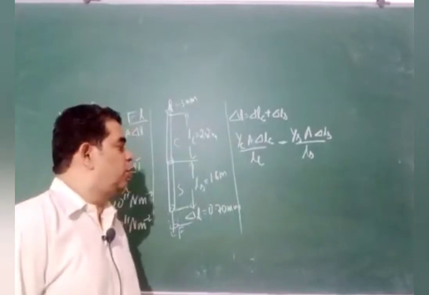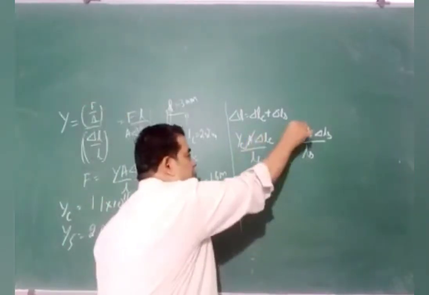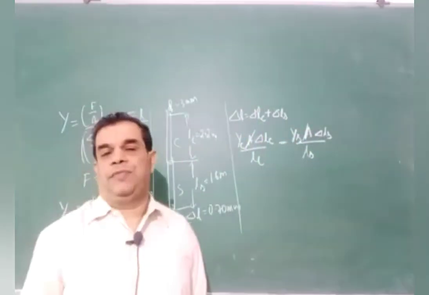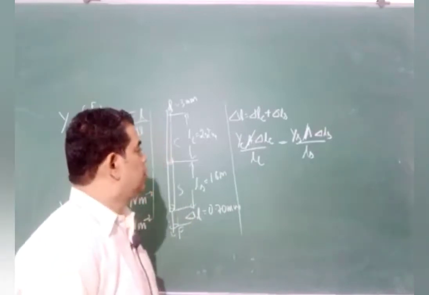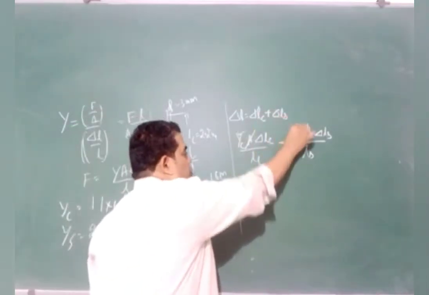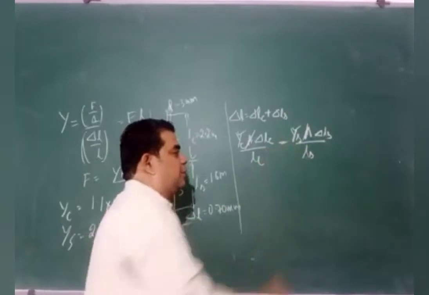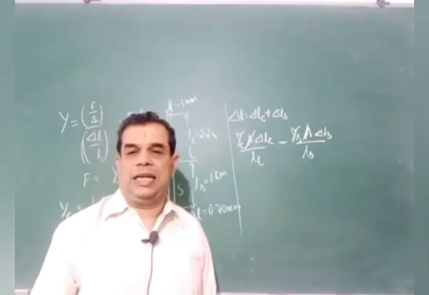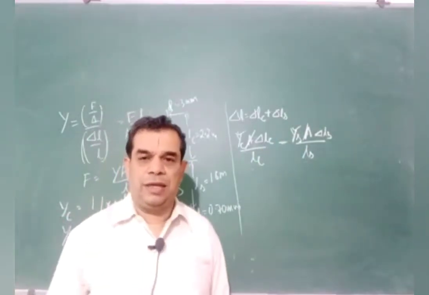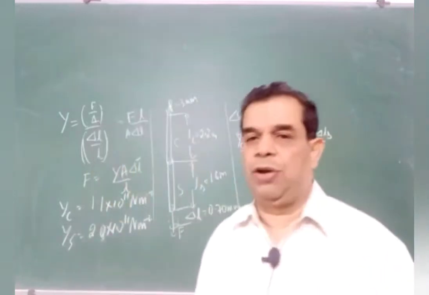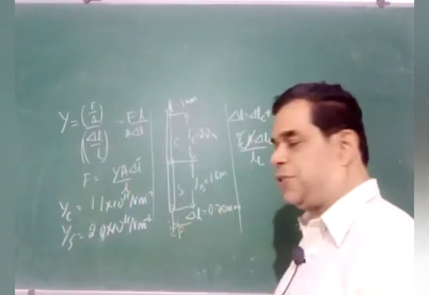Now here you can cancel A because the diameter remains the same. You know YC, you know YS, LC, LS are known. You can calculate delta LS by delta LC, so you can simplify. First write down this much, then we can proceed with the other calculation. Write down these things carefully.